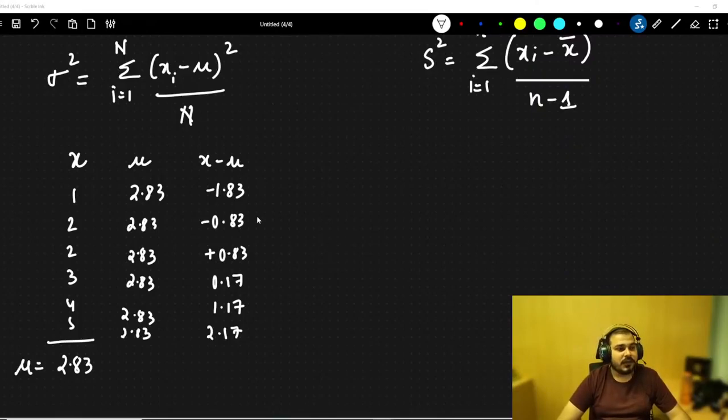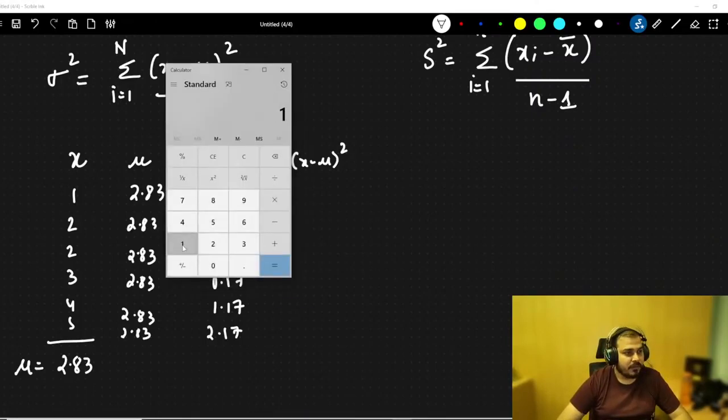Okay. Now the next step, you basically do the squaring. Now if you do the squaring, that is x minus mu whole square. You just have to do the square of this. So what is the square of this? 1.83 square, 3.348.